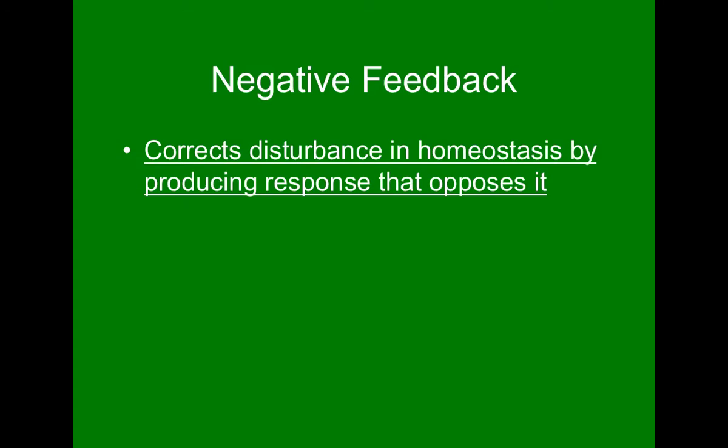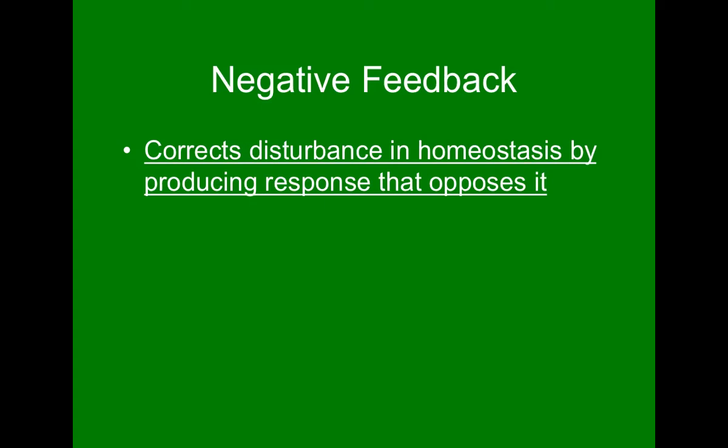So let's start here with negative feedback. What exactly do we mean by negative feedback? Negative feedback is a way that we correct the disturbance in homeostasis by actually producing a response that opposes it. In other words, it does the opposite. So the way I try to think of this is the response actually negates the disturbance. Okay? And that's where they get this idea of negative feedback.